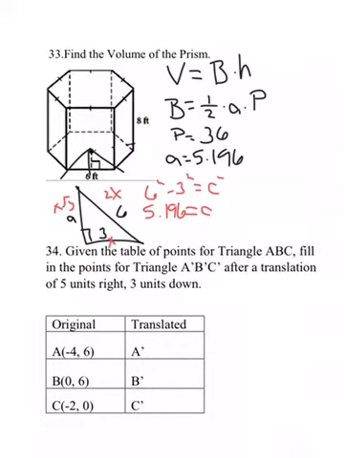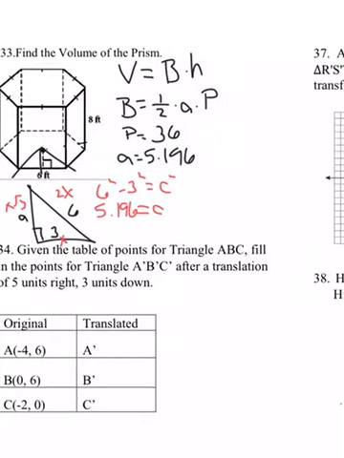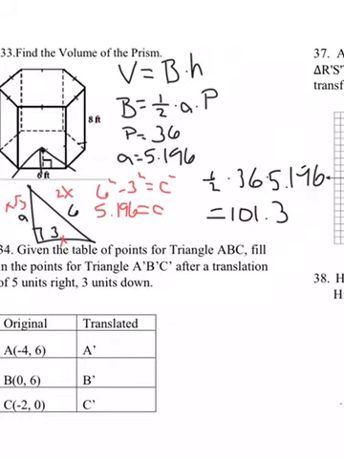Because from here now, it's simply 1/2 times 36 times 5.196, which should give you about 101.3 feet cubed, because it's volume.